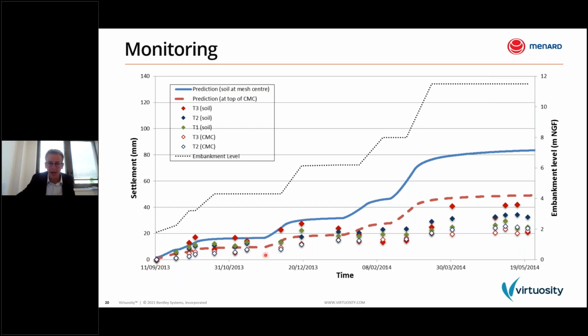The dashed red line represents the settlement at the head of the rigid inclusion predicted by PLAXIS. The blue line represents the settlement of the soil predicted by PLAXIS. And the measurements are given by the different points. So what we can see is that the measurements were a bit less than the prediction, but in the same order of magnitude. It's better in this sense. Voilà. The measurements are showing less displacement than the prediction.